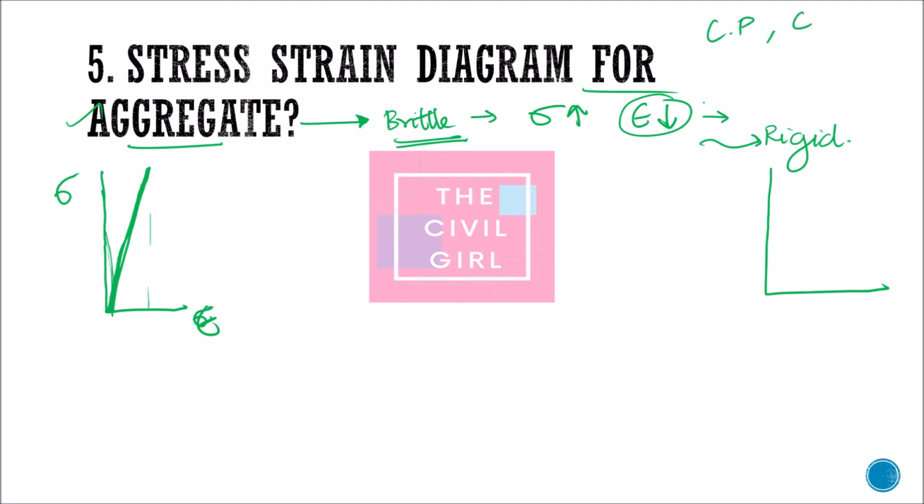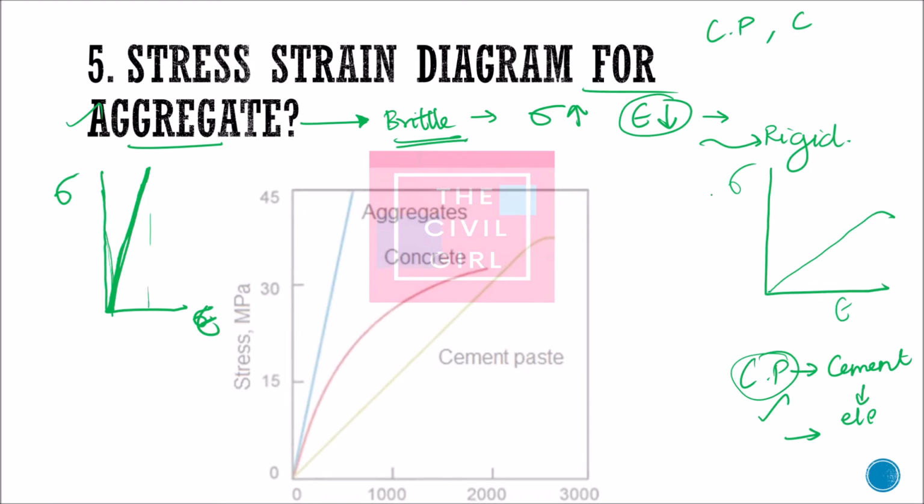So let's look into all the things: cement paste and concrete. So if it is cement paste, in cement paste we have cement. So cement has elastic properties. It is able to yield. At the same time, it can also take stress. So if we look at the stress strain curve of cement, it will be something like this and fails.